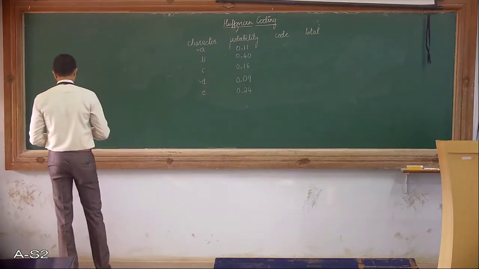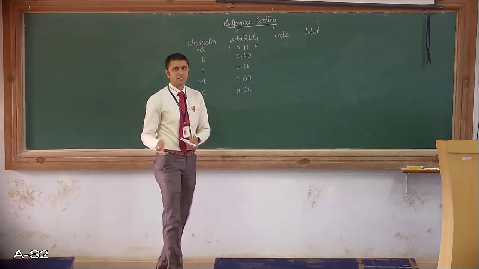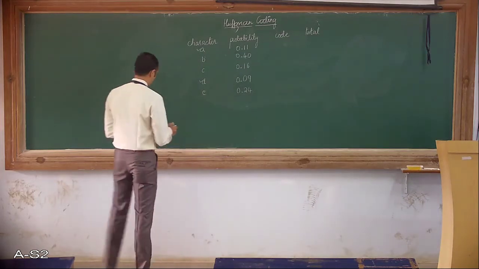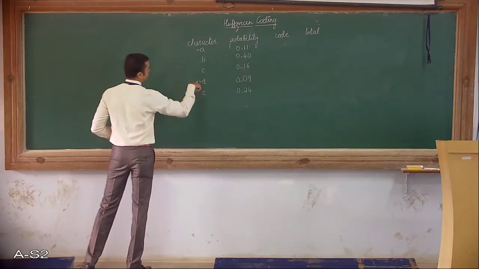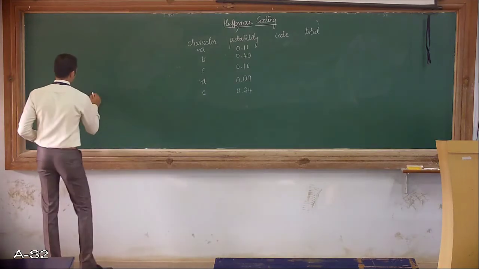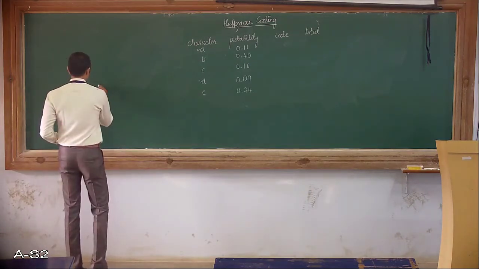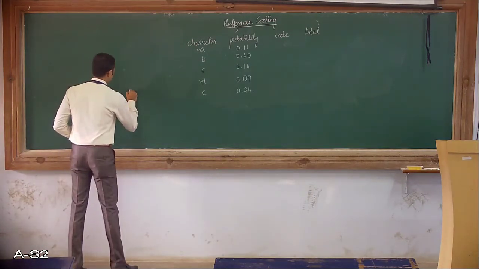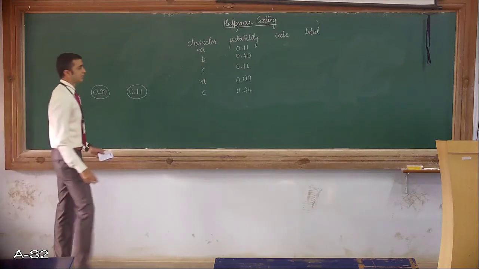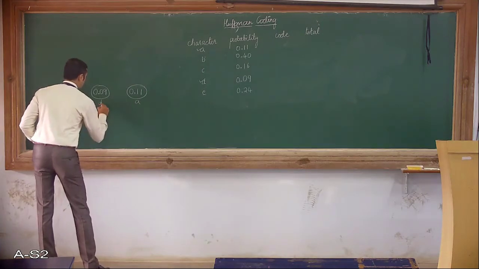When you are constructing a tree, make sure that the greater probability is placed on the right hand side and the lesser probability is placed on the left hand side. Out of these two, 0.11 and 0.09, 0.09 is less, so I'm going to place it on the left hand side, and 0.11 is greater, which is why I've placed it on the right hand side. The 0.11 represents A, and 0.09 represents D.